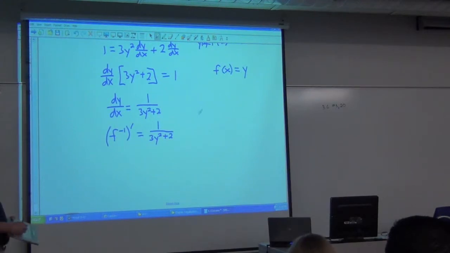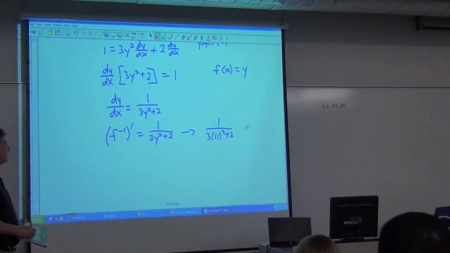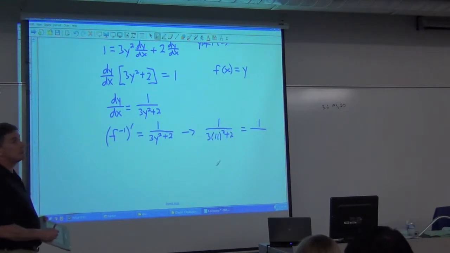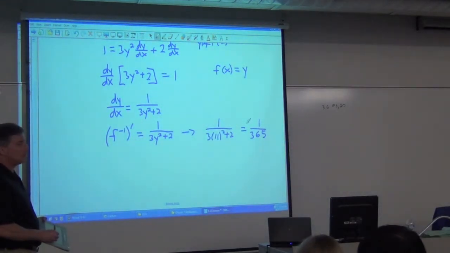So whatever a was, we want to plug 11 into this. So we'll get 1 over 3 times 11 squared plus 2. That would be 1 over, is that 121 times 3? No, 363, 365. Is that the right answer? Think so? You check. Is 11 times 11, 121?